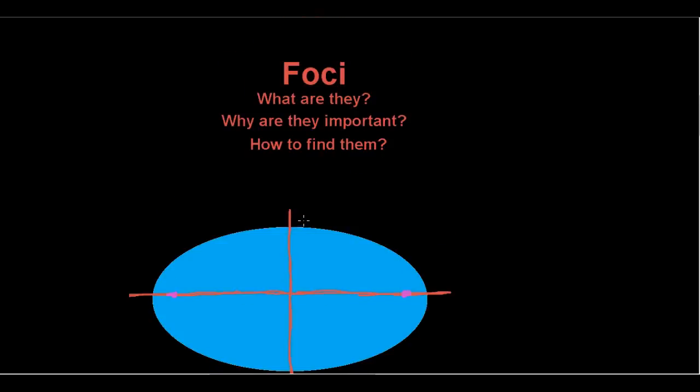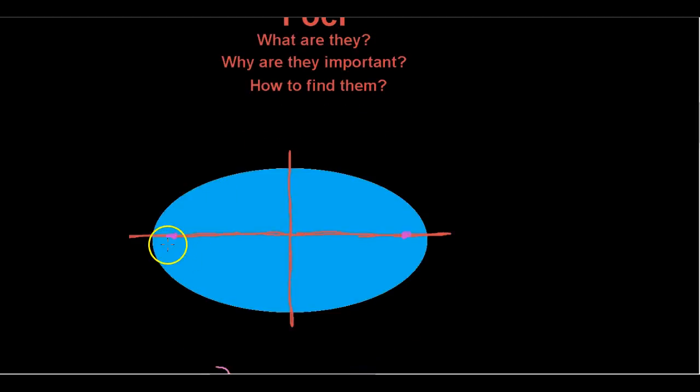Okay, so now let's talk about the foci. The foci are going to be 2 points along the major axis of an ellipse. So in this case, because it's stretched horizontally, the major axis is this one right here. And as you see here, I already have the foci marked out. They would be somewhere around here. So let's talk about what they are.